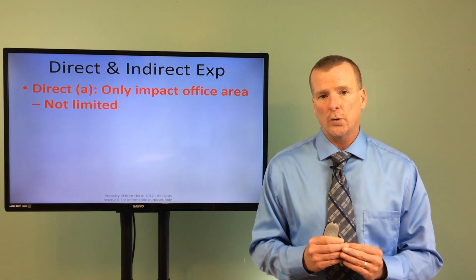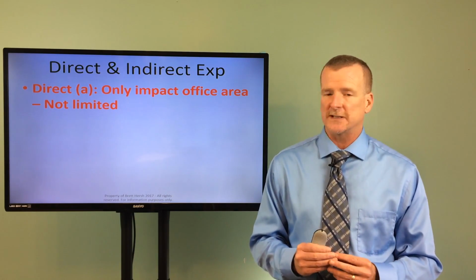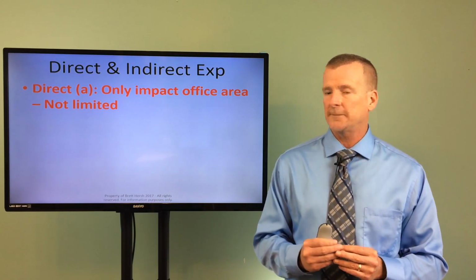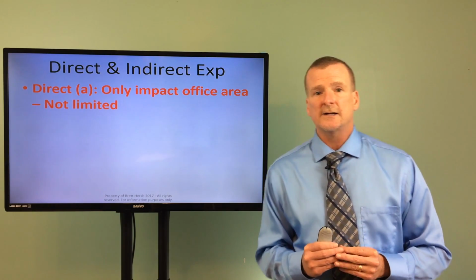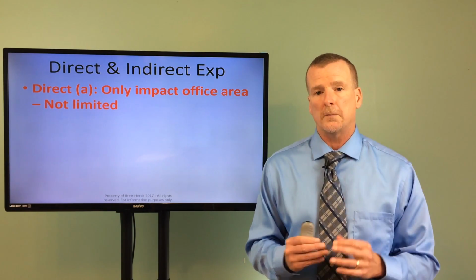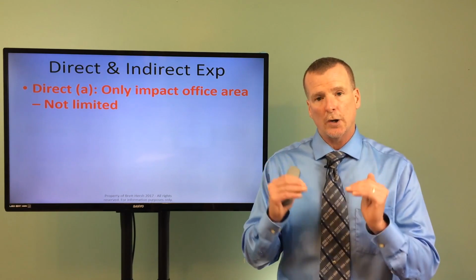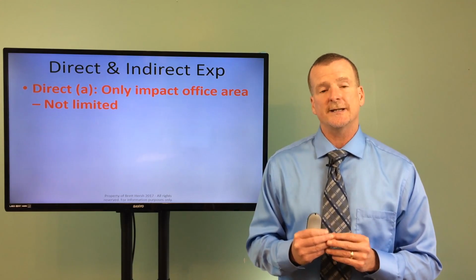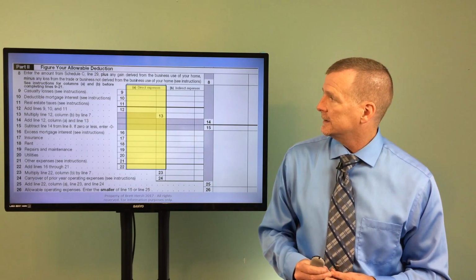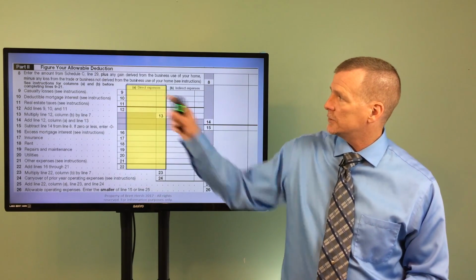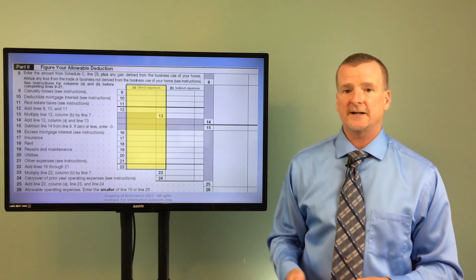Okay, a direct expense on your home office. You should notice there's a little A beside it because it's reported in column A, which we'll show you several times during this course. So don't worry, you're going to see column A plenty of times. These are expenses that only impact the office area of your home office. Now, these expenses are not limited. And what I mean by that is you can deduct 100% of these expenses because they only impact the home office area. And as you can see, here's your column A. It's on your 8829 form. It's in part 2, figuring your allowable deduction. As you see, there they are, right there highlighted in yellow.